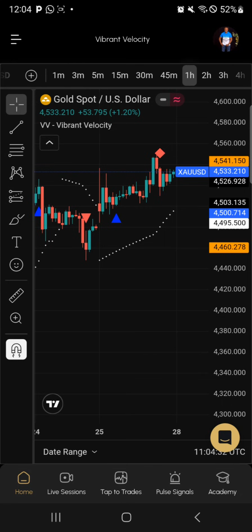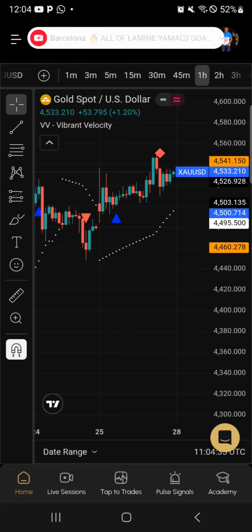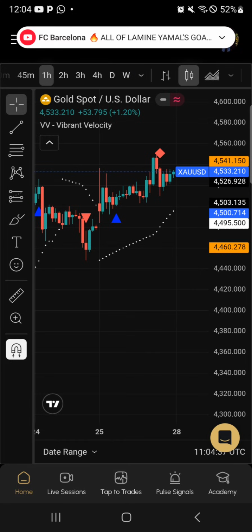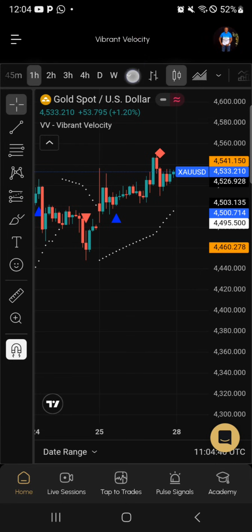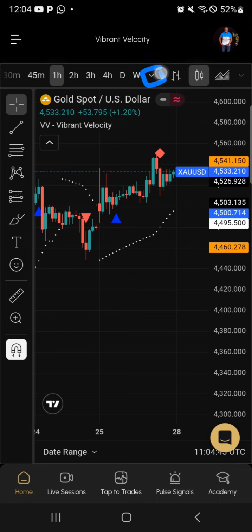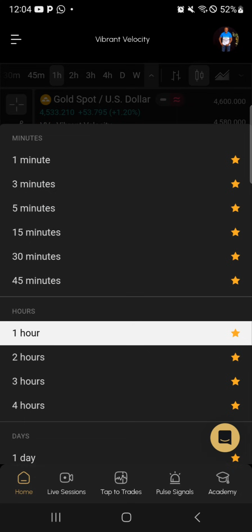But if you are not seeing all these time frames here, like 5 minutes, 3 minutes, and all that, you can just scroll the time frames like this and click on this small pointer you're seeing here. Click on that place so that you can add your time frames and add them to your favorites.